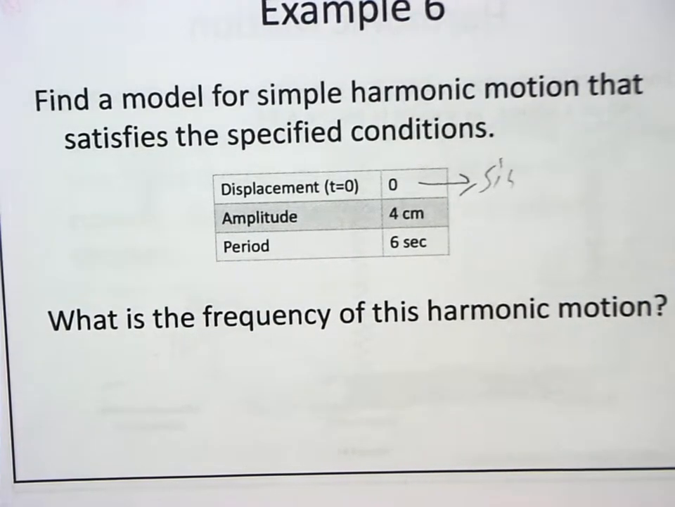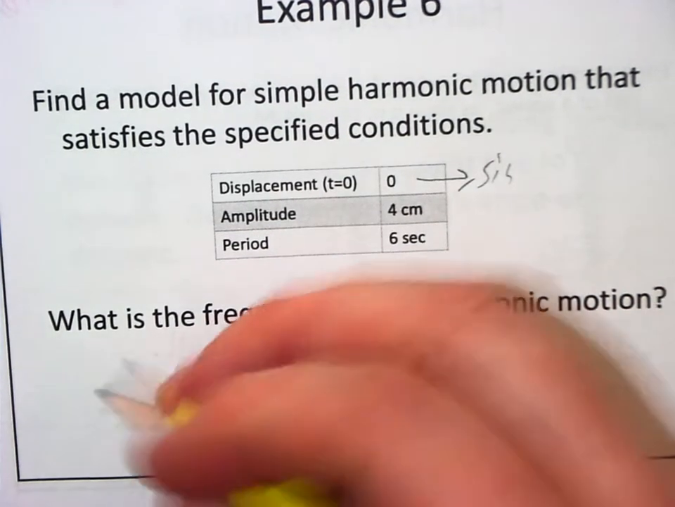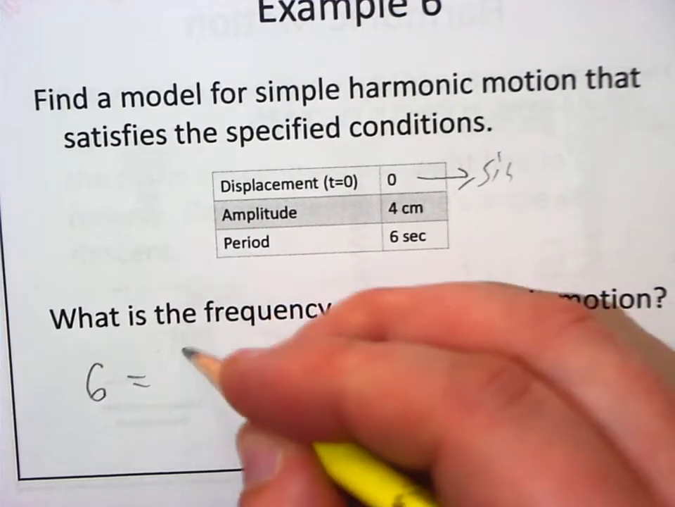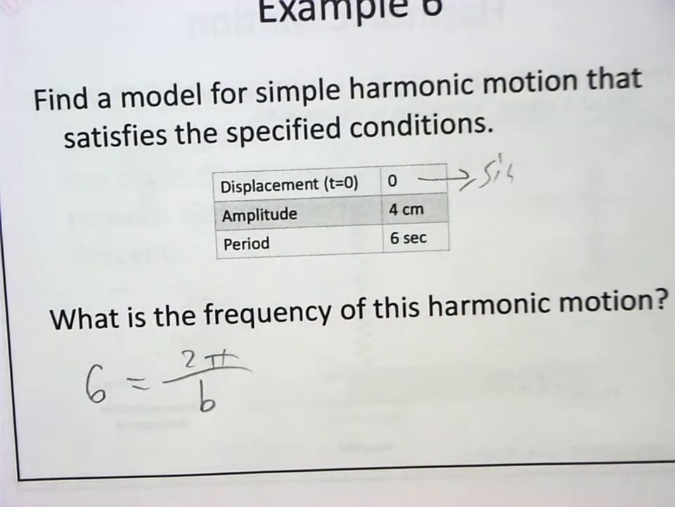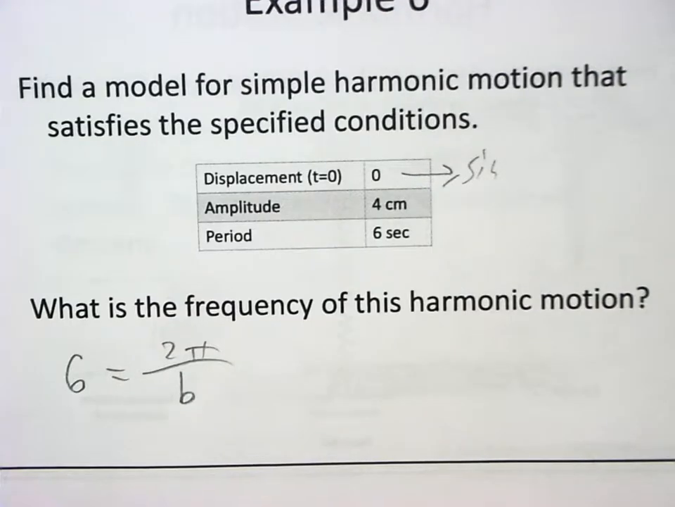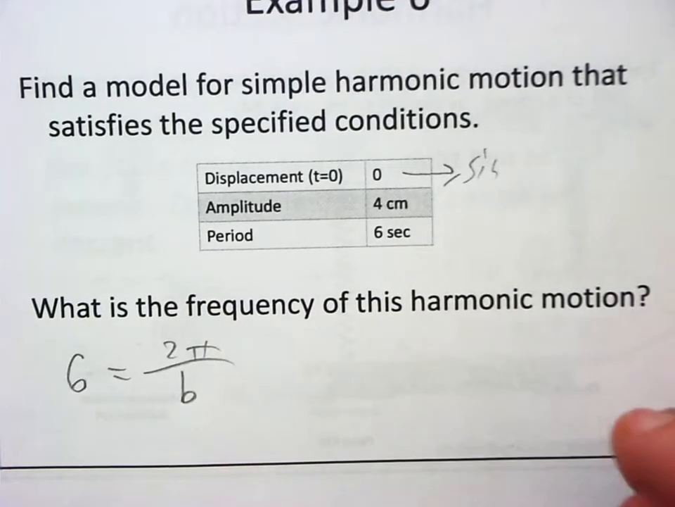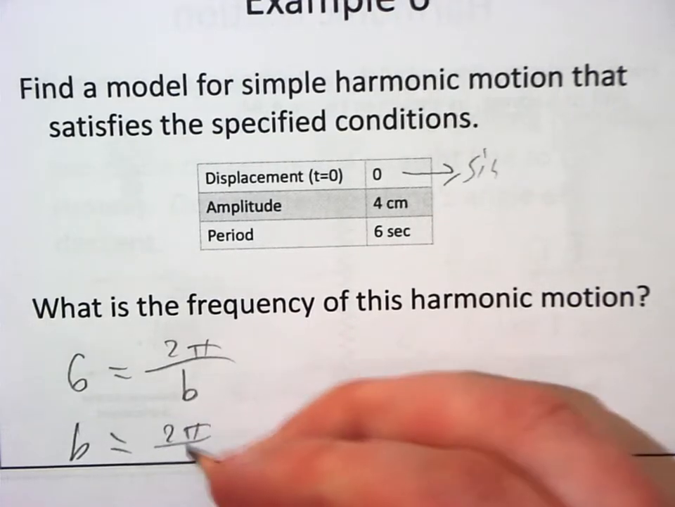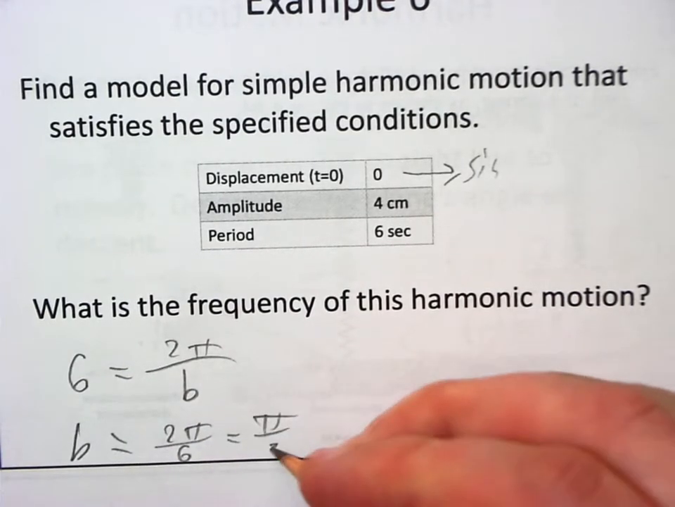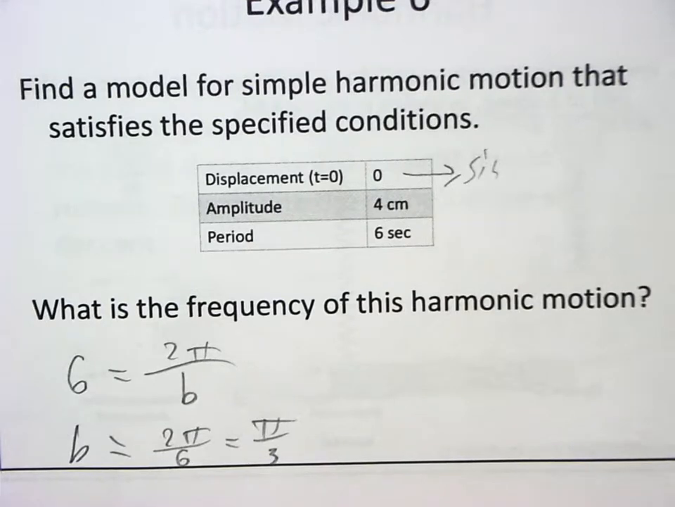Well, the amplitude is given to me as 4 centimeters. It also gives you the period is 6 seconds to complete one full cycle. So if I know the period is 6 seconds, I can set that equal to 2 pi over, well, this uses omega. If you want to still use b, that's fine. So then the period of the function is 6. What's that b value? We'll just solve for b. What would b be equal to? 2 pi over 6, which simplifies down to pi over 3. So that b value is pi over 3.